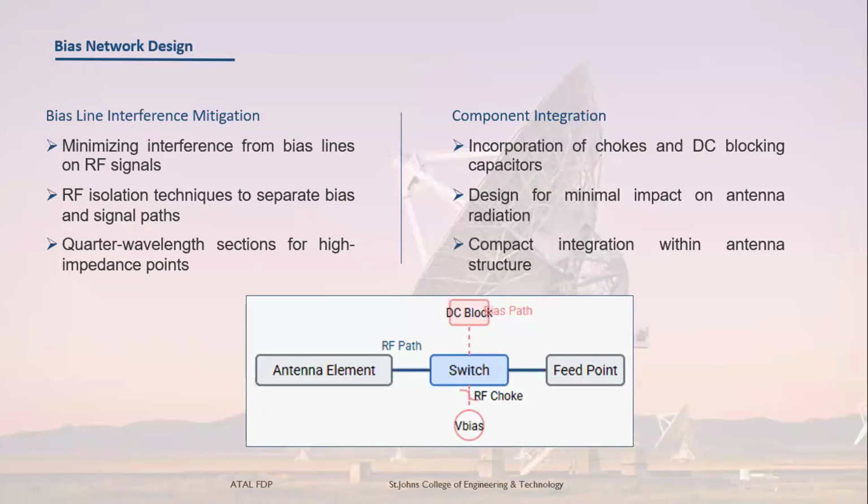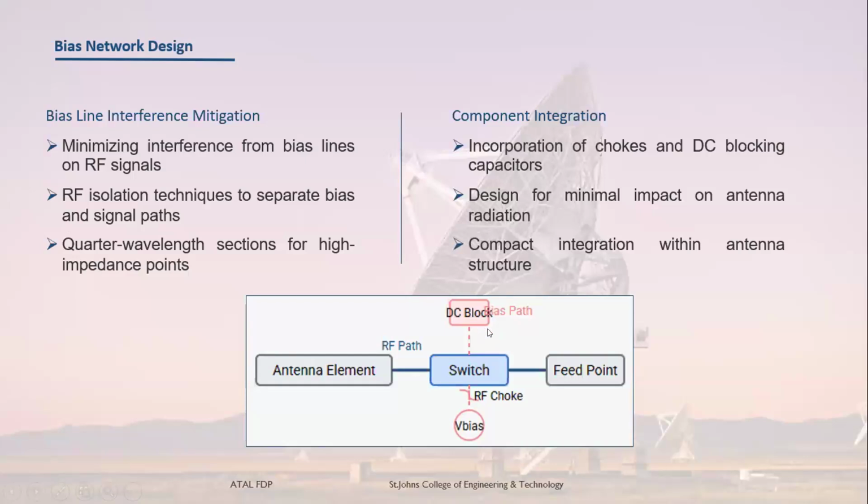Okay, we talked about all these things, but what we need to understand is biasing. Biasing is actually DC. My antenna is an RF signal, but there should not be any interference between these. We have to be very, very careful to block this DC, especially for the RF signal. So this is my antenna element. This is a switch. This is a feed point.